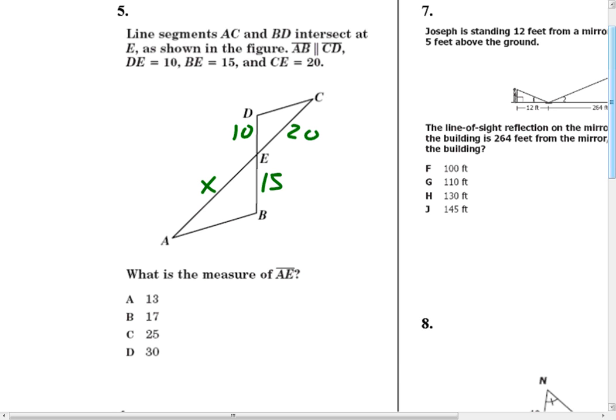AE, we'll put an X there. This is a similar situation because of this. Because we have parallel lines, that means we have a lot of Z shapes and alternate interior angles in there. Because of AA similarity, it's similar, which means we can set up the proportion.